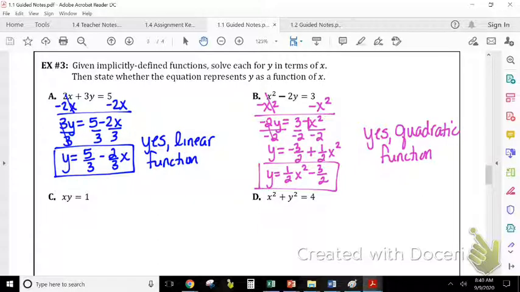All right, look at C. We can solve it for y. So let's divide by the x, because remember it's x times y, and to get rid of it, we always do the opposite. And so we get y equals 1 over x. And that is a rational function. So is it a function? Yes, it's a rational function.